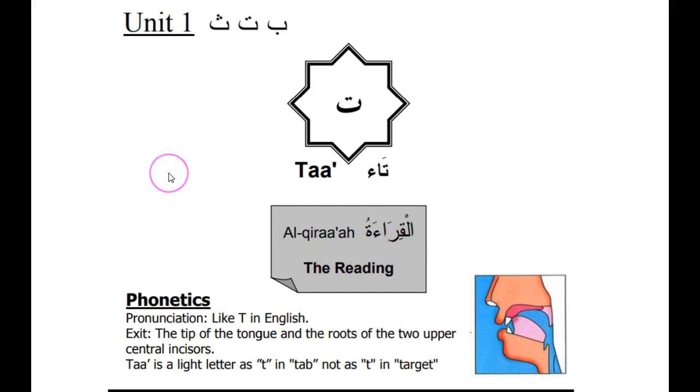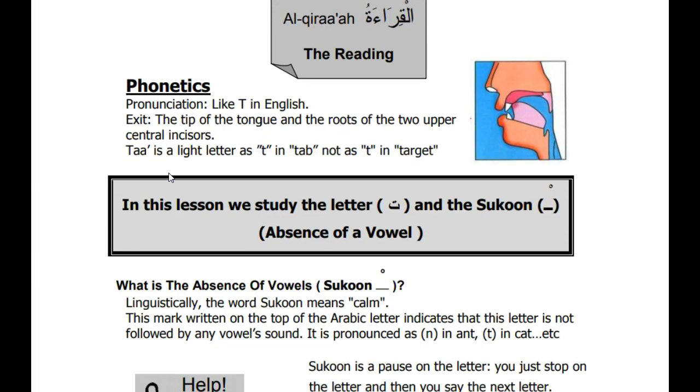Al-qira'a, the reading. The pronunciation of ta is like T in English. The exit is the tip of the tongue at the roots of the two upper central incisors. So just put your tongue at the root of the two frontal teeth and you say ta, ta.